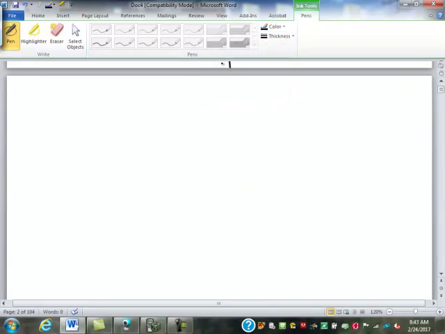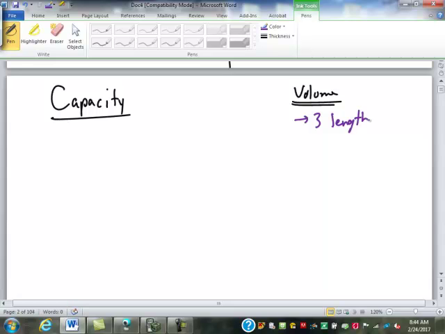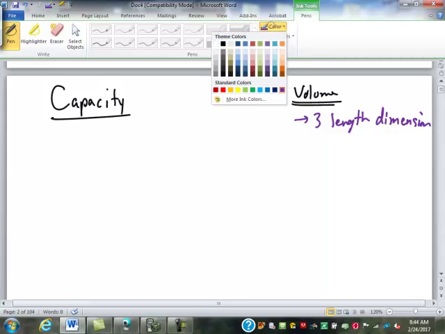So let's talk about volume. And actually, we're really not talking about volume. I should say it's capacity that we're talking about. A little note on volume and capacity. Volume is measured by measuring 3 length dimensions. So what do I mean by that?